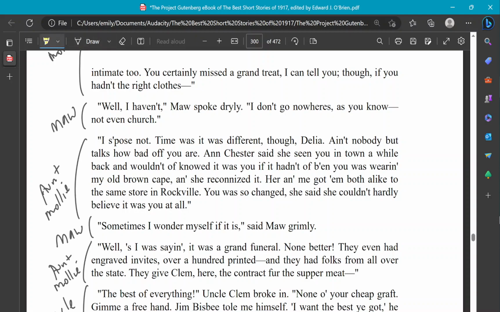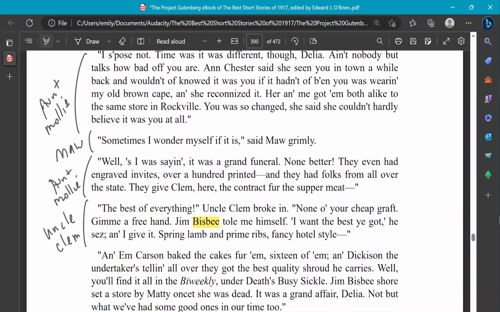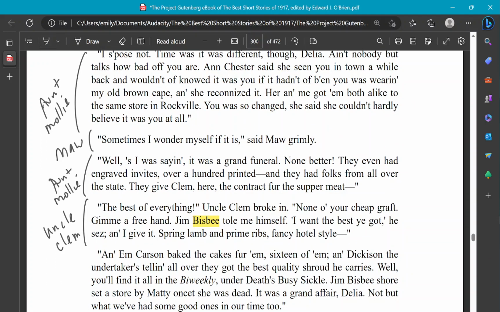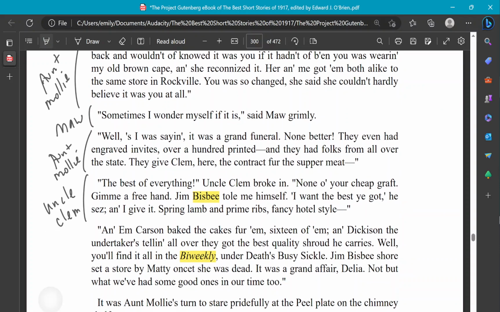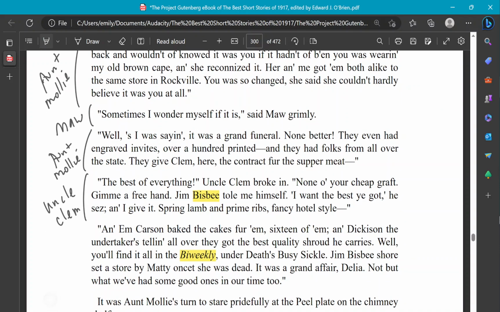And then this is Bisbee. I don't want to mess that up later. And then I am going to slow down to say bi-weekly so that it catches on that it's actually the name of a magazine. And then this is sounding like Aunt Molly. And so you get the hang of it. So there's a lot. I think there's like 7 parts in this one.